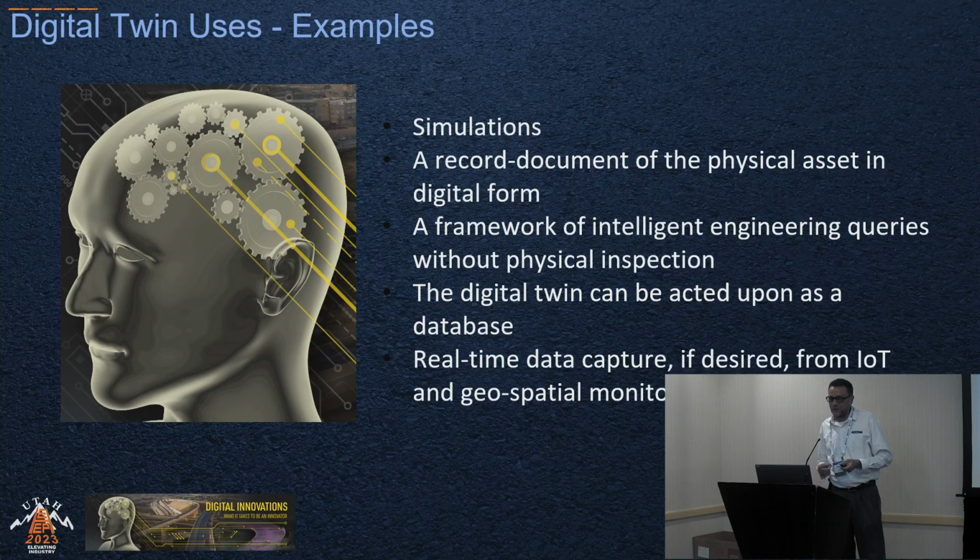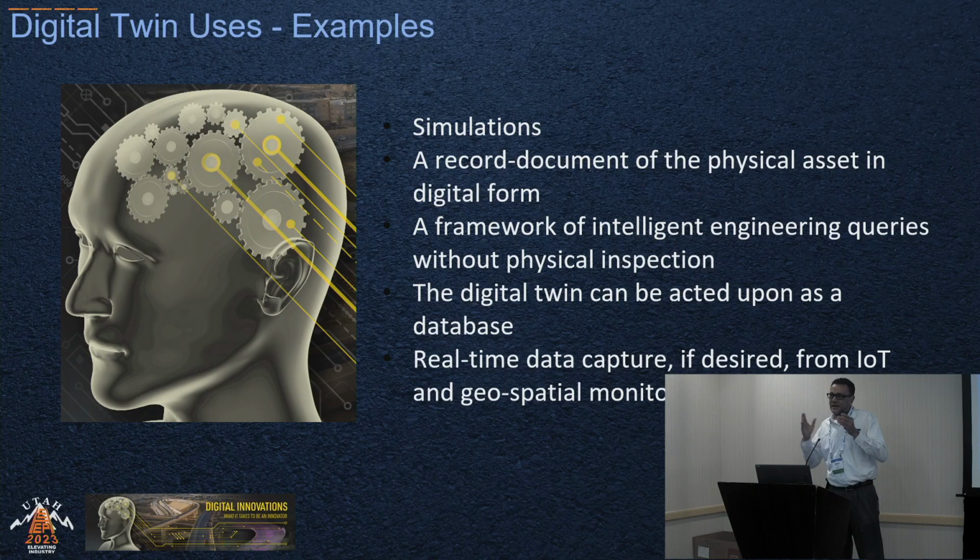So some examples: simulations, record document of the physical asset in digital form, framework of intelligent engineering queries without physical inspection, that's key, and I'll be talking about that a little bit later. The digital twin can be acted upon as a database. So with that in mind, again, getting away from the 3D model concept, it's a series of relational databases that are linked together through element or object IDs.